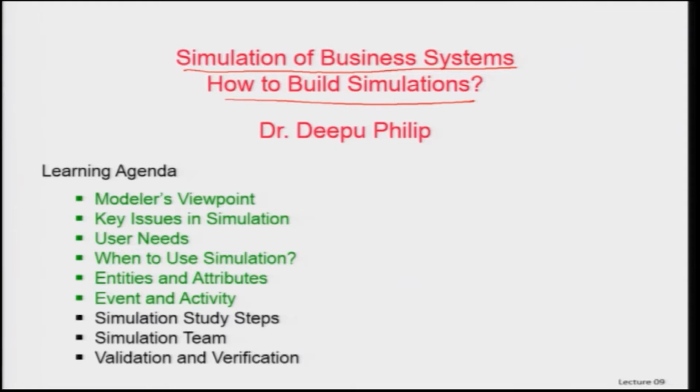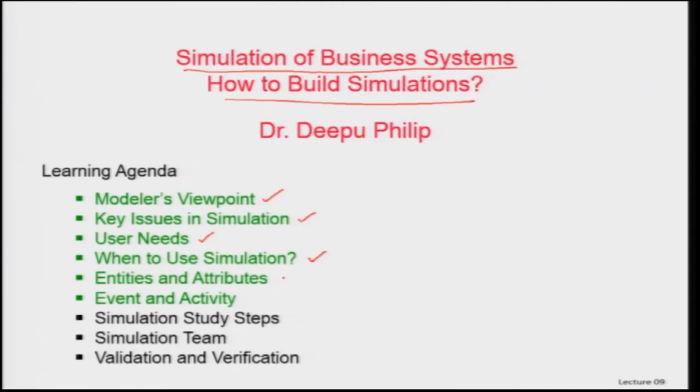In the past class, we went through what a modeler's viewpoint is, the key issues related to simulation and how they result in developing the appropriate model, the typical user needs associated with simulation, and when simulation is applicable to solve a business problem or to study a business system. Then we also looked at different viewpoints of entities and attributes: what entities and attributes are, and how entities work in a system to simulate the time dependent behavior of the system.